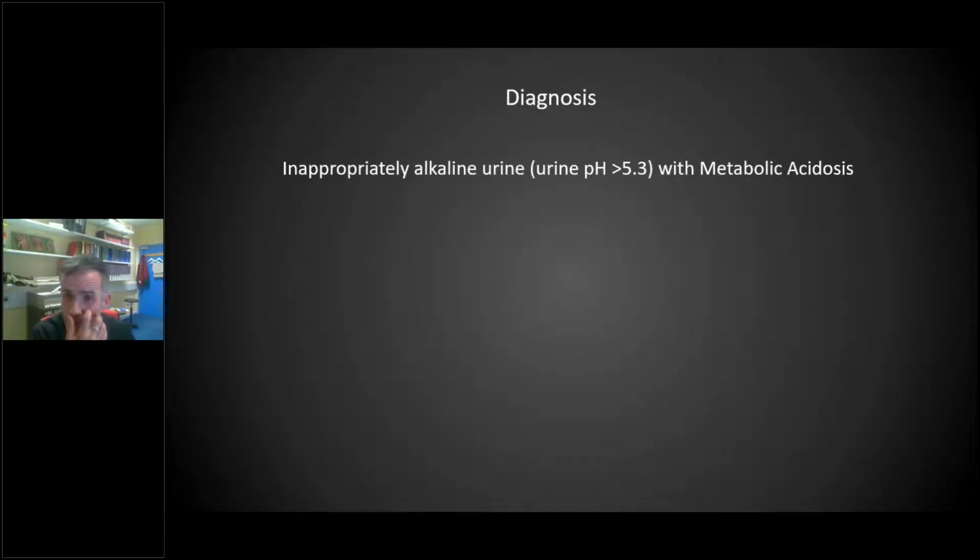Diagnosis. How do you diagnose dRTA? The most straightforward way is if your patient has a metabolic acidosis, so a serum bicarbonate of less than 22, and inappropriately alkaline urine, so a urine pH of greater than 5.3, as measured with a glass electrode straight after voiding, then you know they have dRTA.